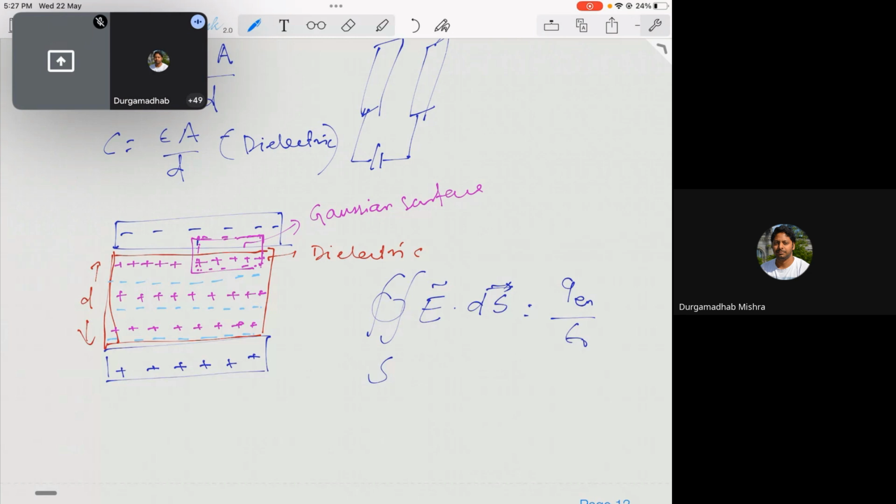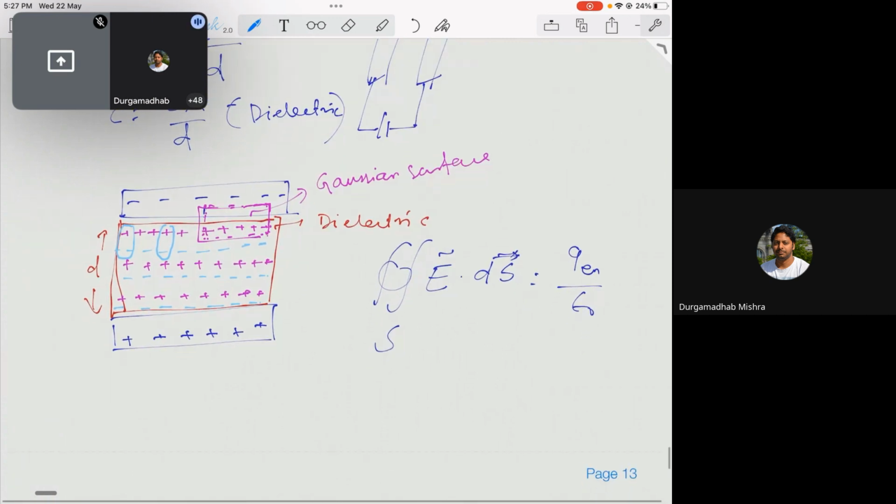And this gives rise to, you can think of it as creating small dipoles here. So what is a dipole? A dipole is basically a positive and negative charge separated by a certain distance. So you have created tiny dipoles, and these dipoles will align within the dielectric.